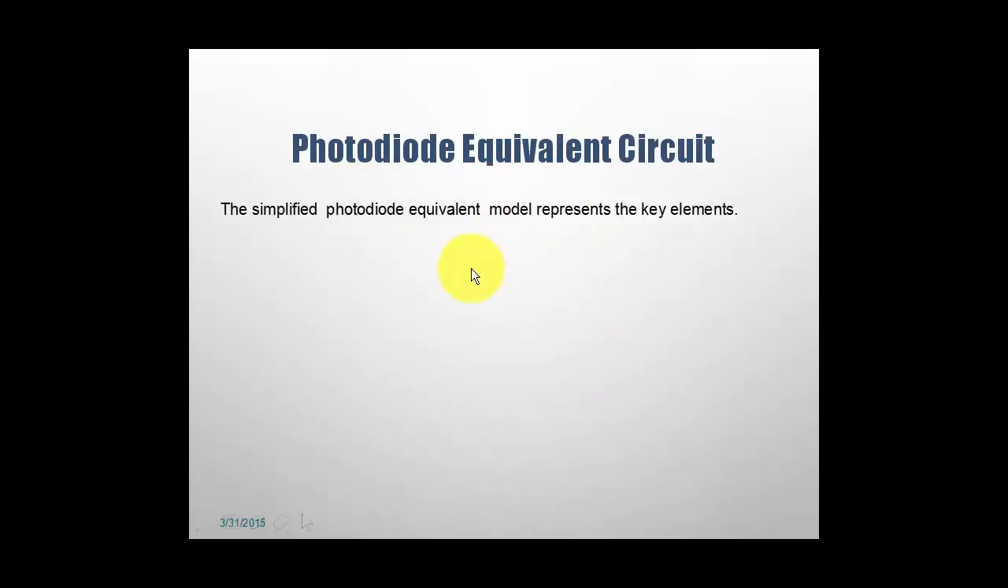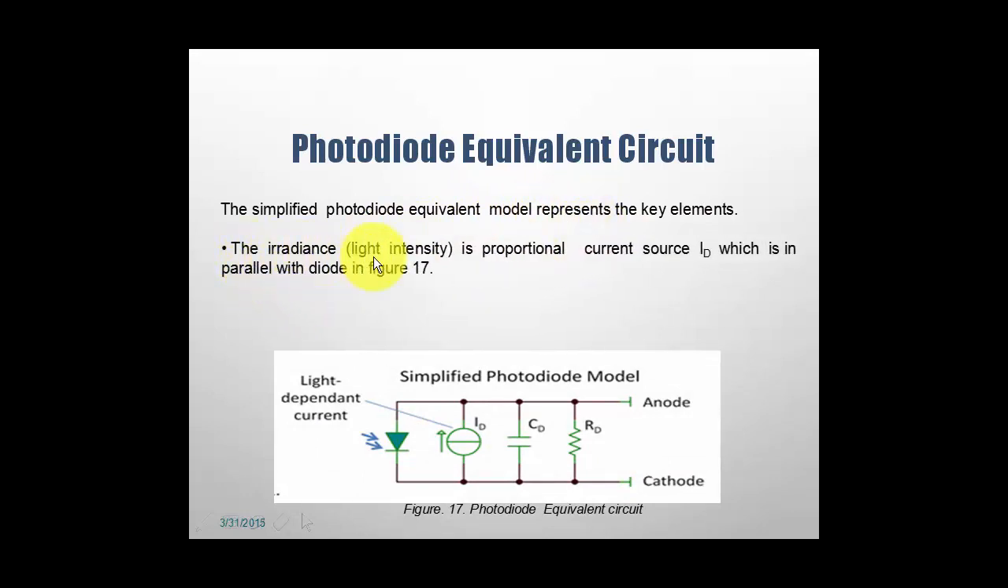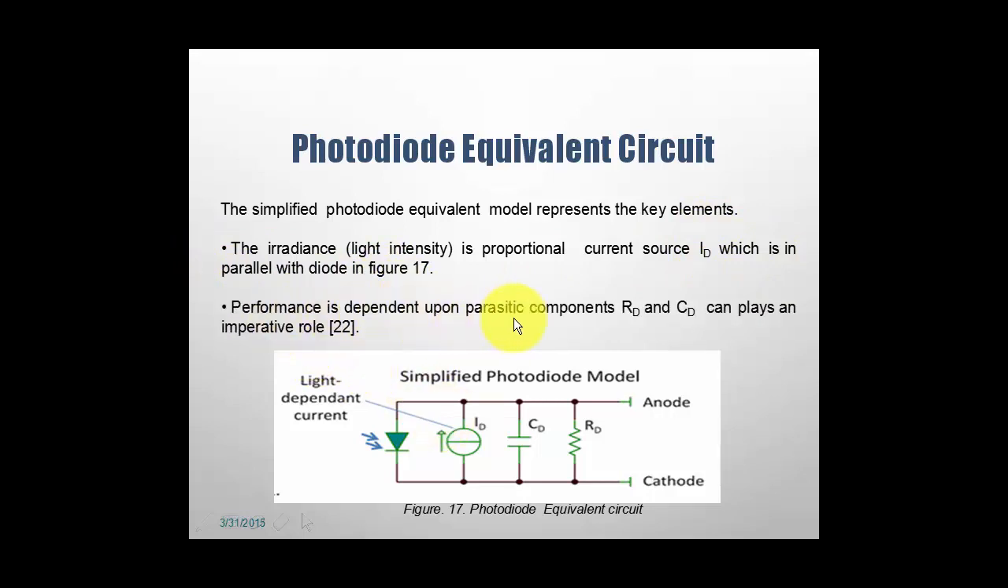Photodiode equivalent circuit. The simplified photodiode equivalent model represents the key elements. The irradiance is proportional to the current source, ID, which is in parallel with the diode in the figure. Performance is dependent upon the parasitic components RD and CD, which can play an imperative role. This one is the diode, this one is the current source, this one is the parallel capacitance, and this one is the shunt resistance, which is the equivalent of the photodiode.